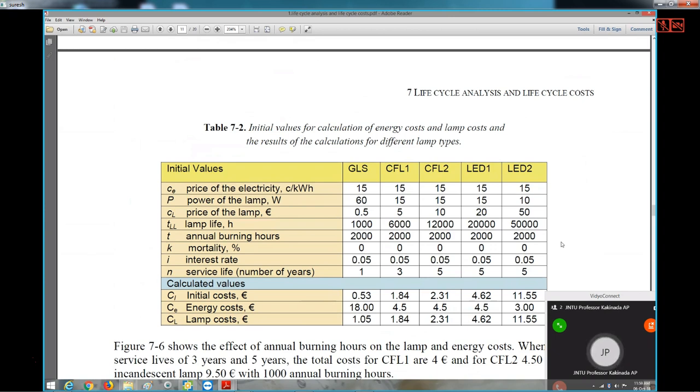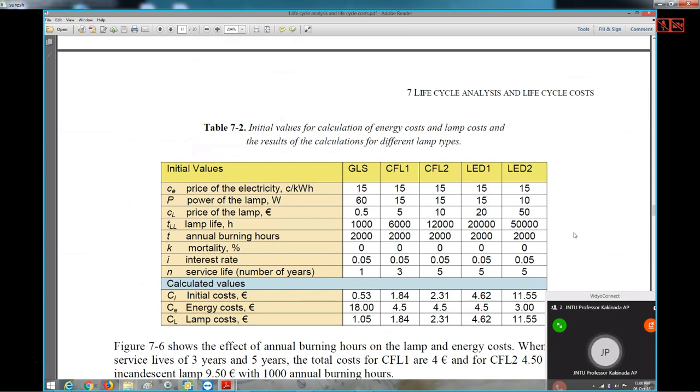Then coming to the service life, the number of years: the ordinary tungsten filament lamp takes 1 year, and CFL lamp 1 is 3, CFL lamp 2, LED 1 and LED 2 lamp types occupy only 5 years. Coming to this, the calculated values of these lamps are 0.53, 1.84, 2.31, 4.62, and 11.55.